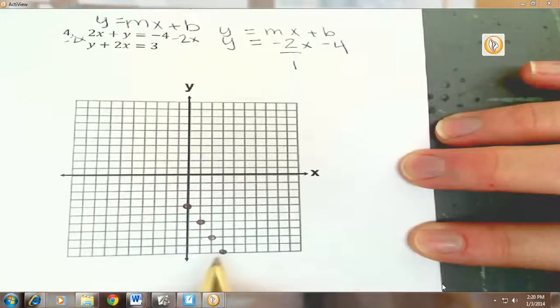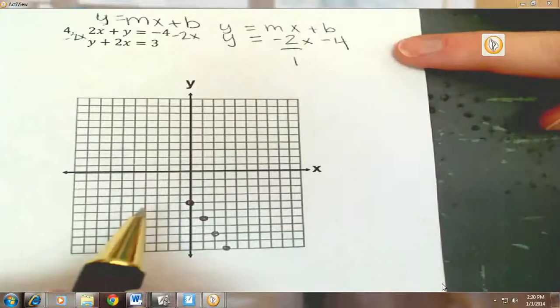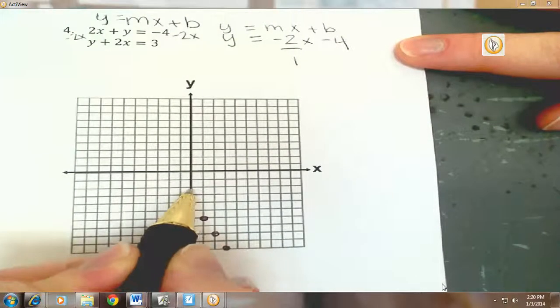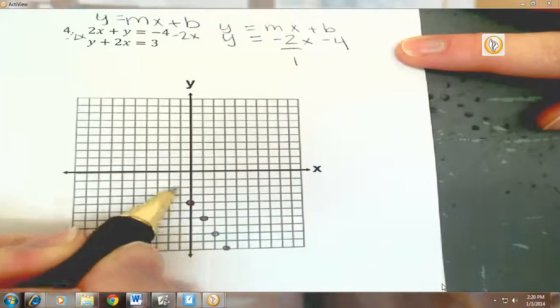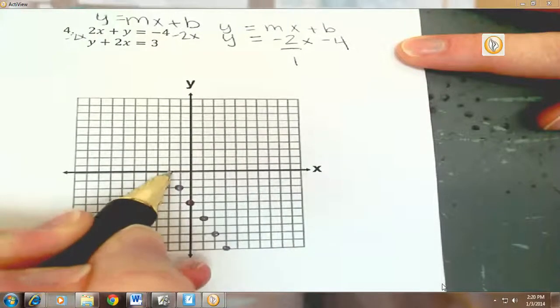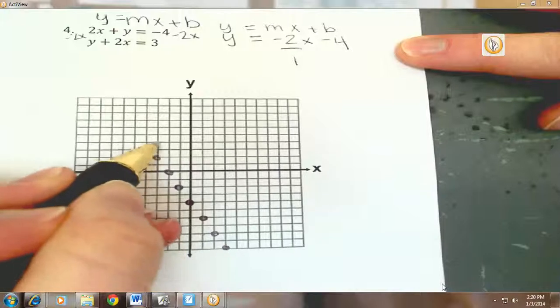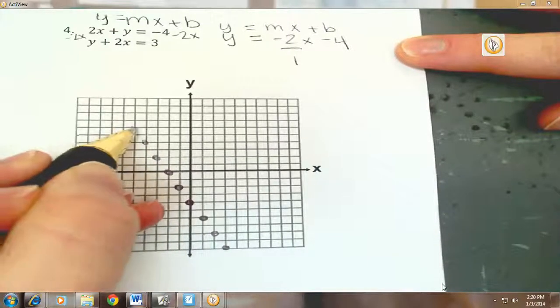Now notice we can't go any further because we will be off the graph. So another alternative is to go up 2 units and left 1. We can continue on by going up 2 and left 1, up 2 and left 1. I'm just going to go ahead and extend this out.